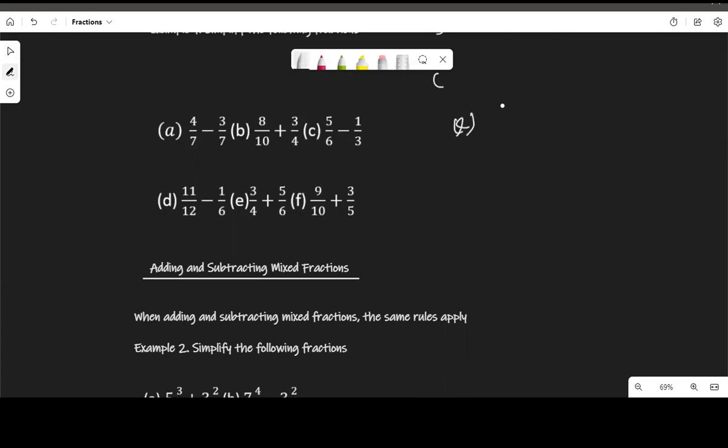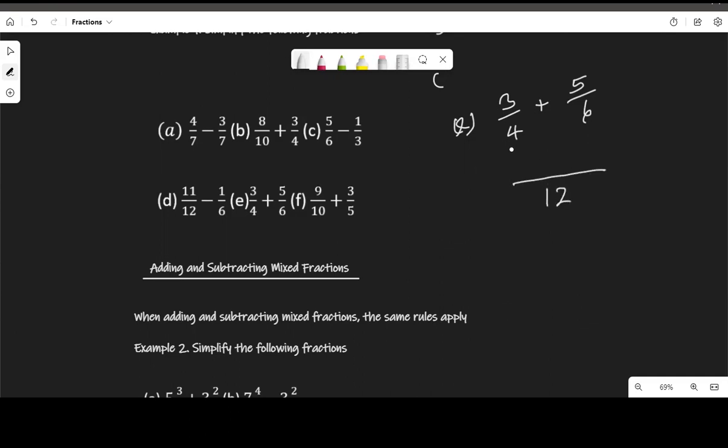I have 3 over 4 plus 5 over 6. Here, the denominators are not the same, so we need to look for LCM of 4 and 6. The lowest number that divides both 4 and 6, that number is 12. So the LCM of 4 and 6 is 12.